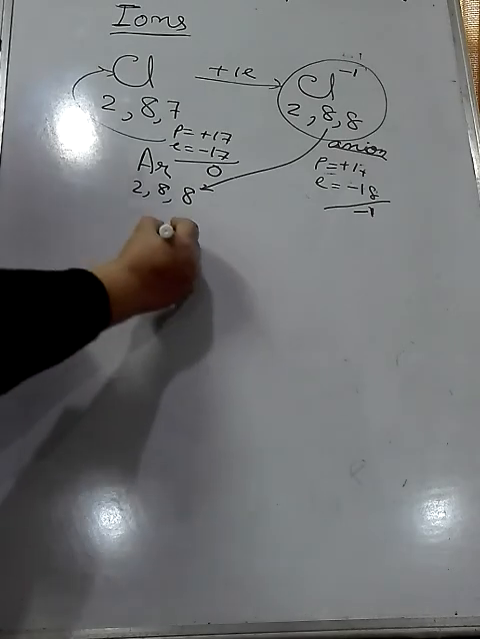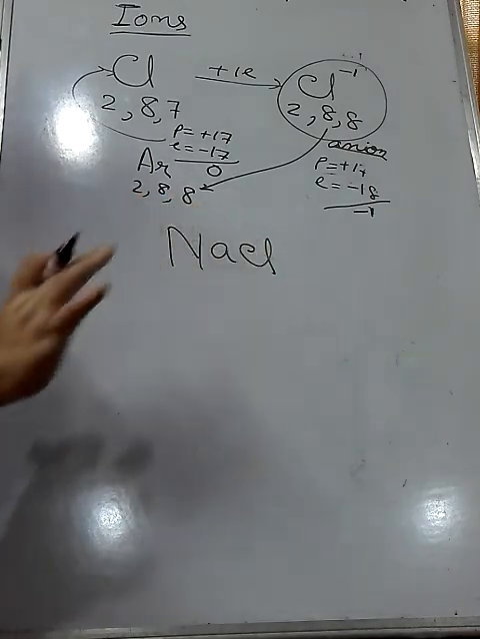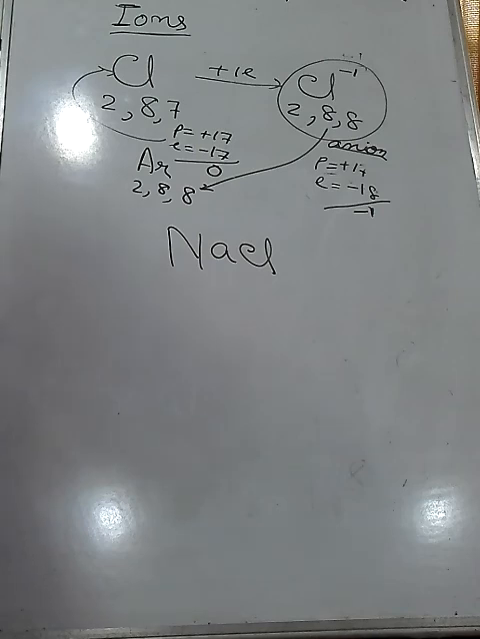I want to give you the example of sodium chloride, NaCl. Sodium forms a cation, chlorine forms an anion first, then they combine and form the molecule. Similar to that, many ionic compounds are there, like calcium chloride, aluminium chloride, sodium oxide, etc.